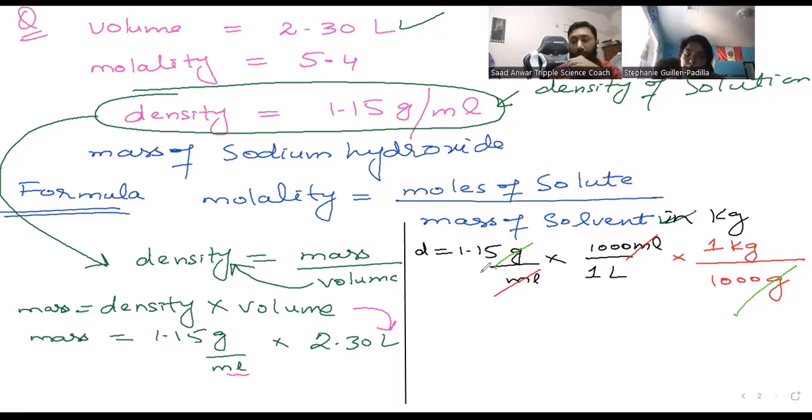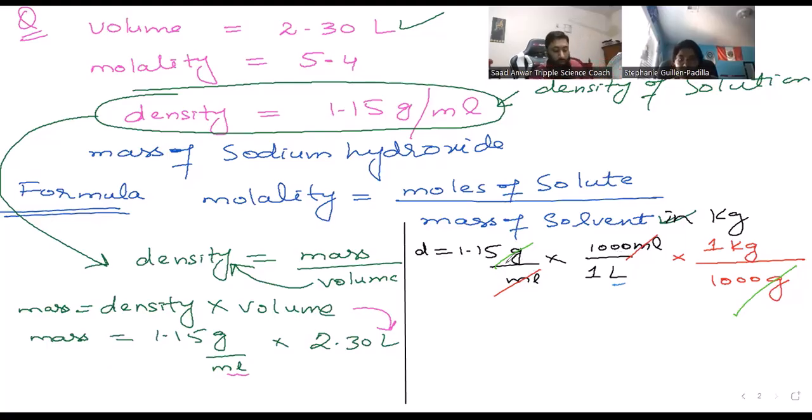This is the unit conversion approach. First, I cancel mL so that I can get liter. Then I have to cancel this gram so that I can get kilogram. If I write it like that, then it is possible for me to cancel gram with that gram.